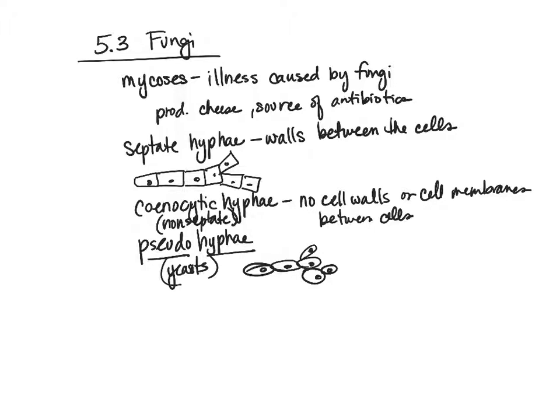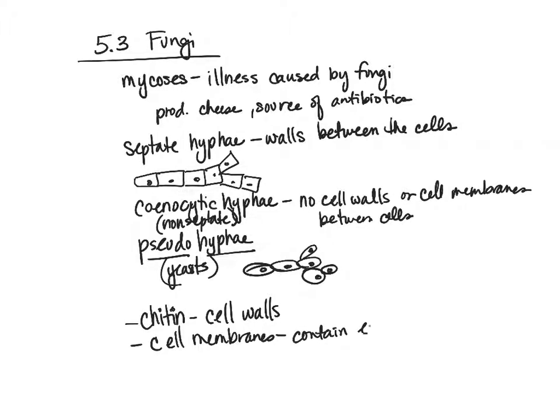I did want to mention again that the cell walls in fungi are made of chitin versus cellulose, which is what we see in plants. So that's the polysaccharide that is giving it structure. And then the cell membranes of fungi contain ergosterols. And this is important when we move into antibiotics in the future. So this is a key point that she didn't mention. So chitin is what the cell walls are made of, and then their cell membranes contain ergosterols. So this is instead of cholesterol.